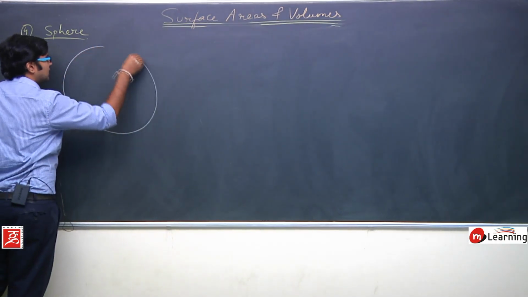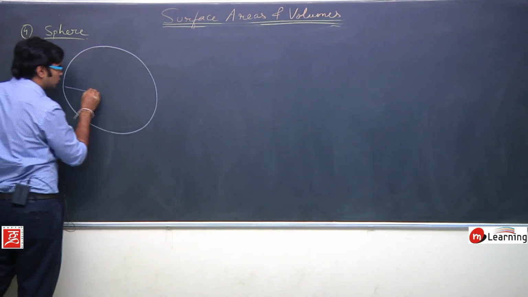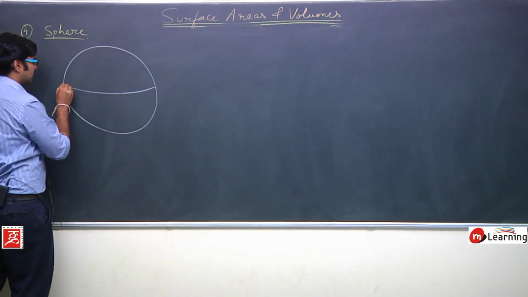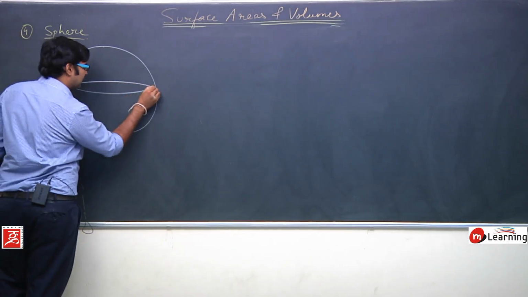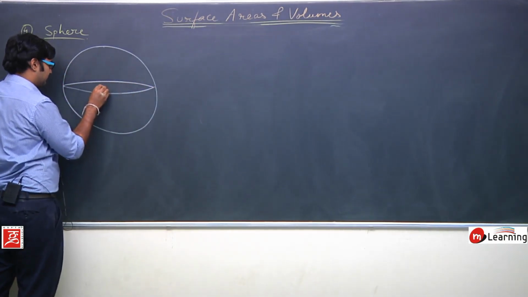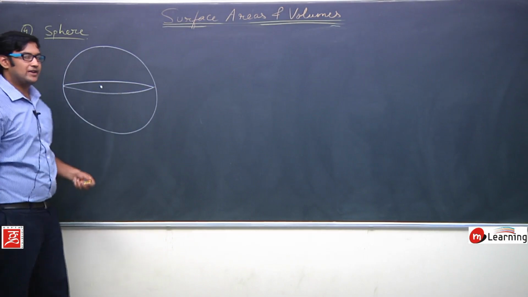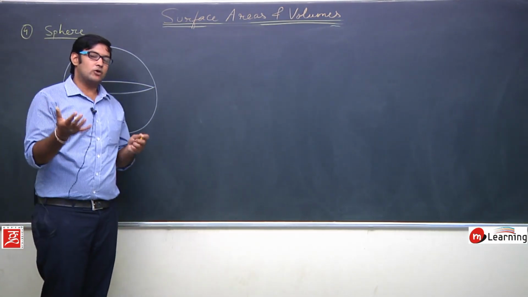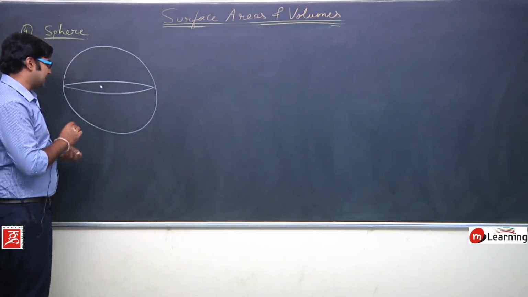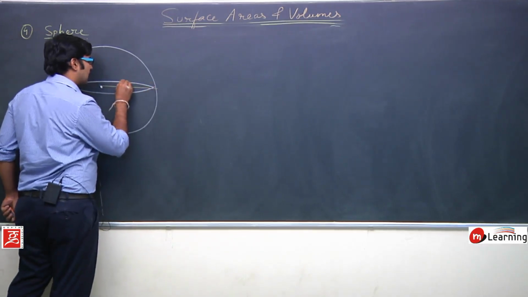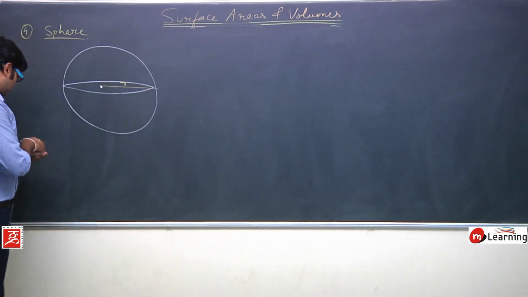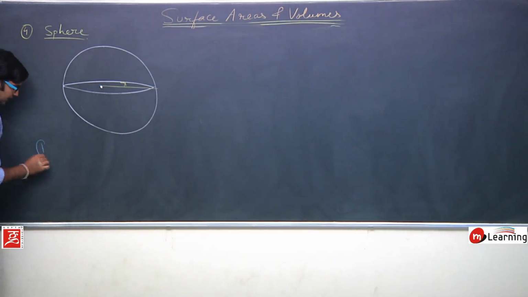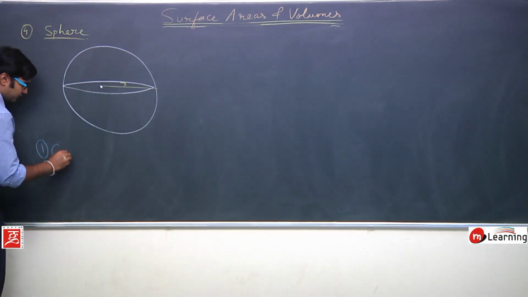If we look at the sphere in 2-dimensional, it will look like a circle. Okay. So this is a sphere. You know very well what is a sphere. It's like a football, and let us say the radius of this sphere is r. So the parameters, the formulae related to sphere, the first one is curved surface area.